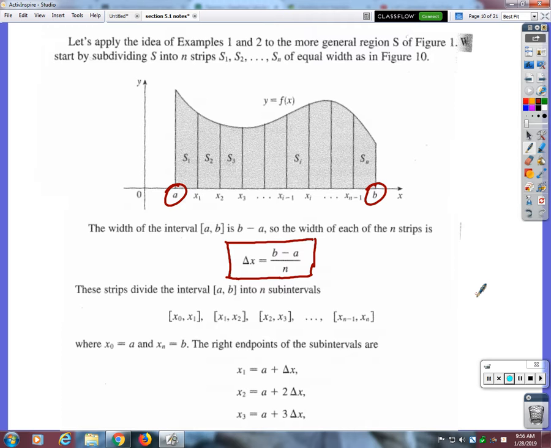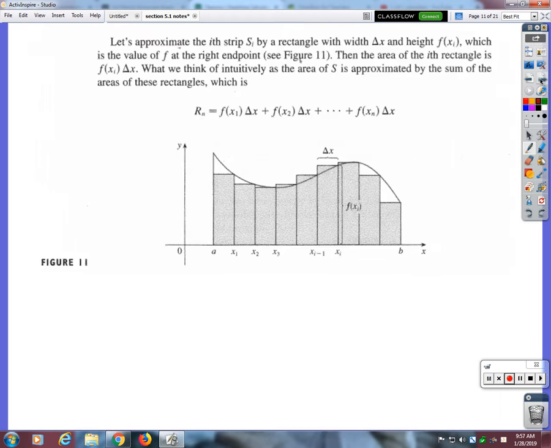Yeah? The width of each rectangular base. The delta x is the, yeah. So right here it says the width of each of the n strips. I would call that Tegan's formula. Okay? Okay, so that's how we are going to find the bases.